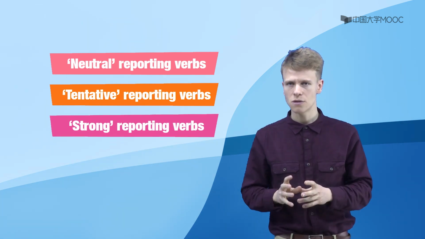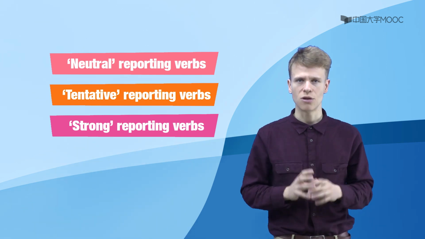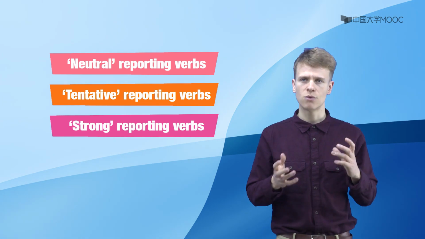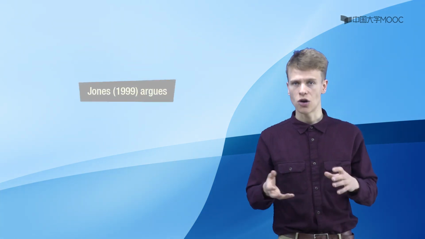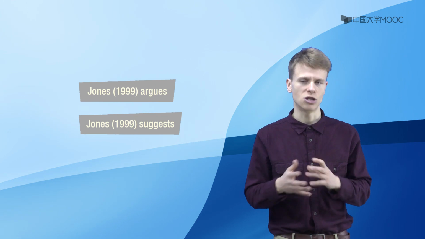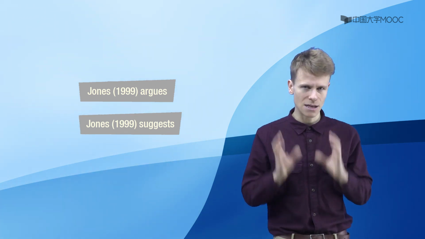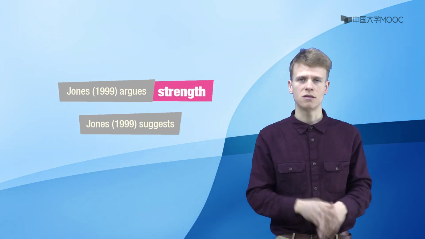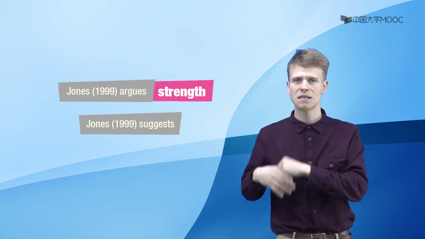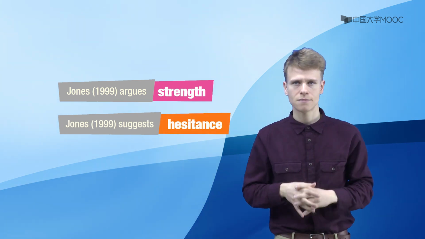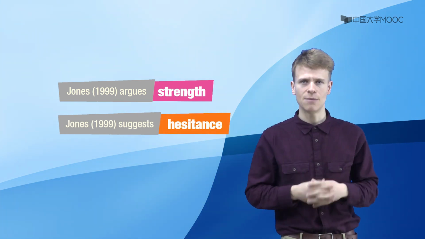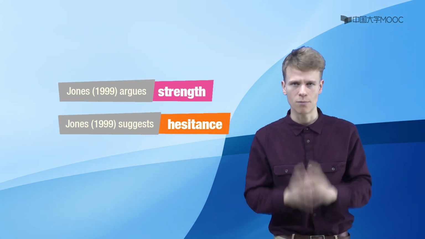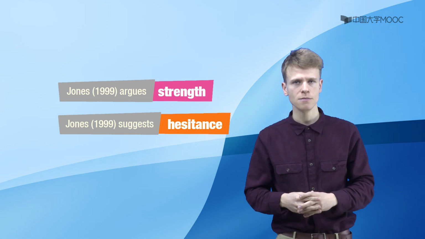Obviously, it is important to ensure that we interpret the writer's ideas correctly. For instance, if we say Jones argues rather than Jones suggests, this is a major difference of meaning. The first indicates strength, the second indicates hesitance. It is very important in academic writing not to misinterpret a writer's intentions when we are reporting or summarizing them.